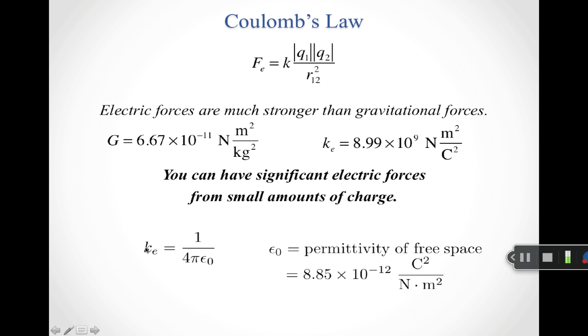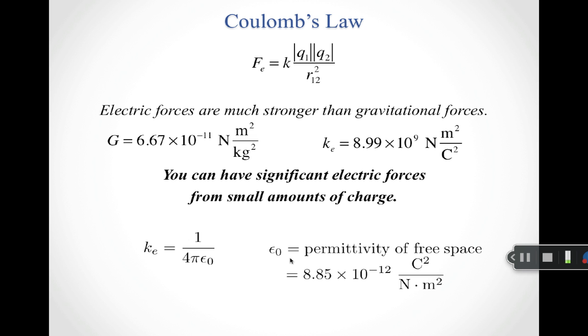Now, let's go ahead and introduce at this point that Coulomb's constant is related to another universal constant that we're going to end up seeing a lot, which is known as the permittivity of free space. It's epsilon naught, a lowercase Greek epsilon with a zero subscript. And notice that Coulomb's constant is 1 over 4 pi times epsilon naught. So we'll see epsilon naught a lot, basically when we're working with electricity.